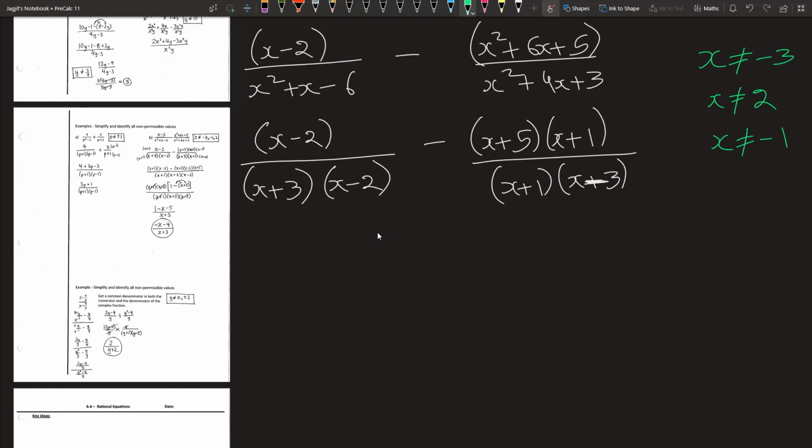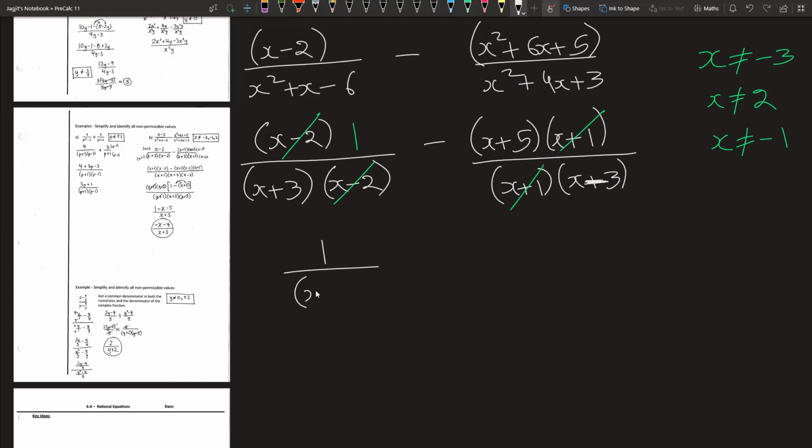Okay, guys, now you say, okay, I want to add or subtract them. Do I have a common denominator? Not really. But guess what? This is x minus 2 divided by x minus 2. We can cancel them, and you get this 1. We got x plus 1 divided by x plus 1. We can cancel them. And after canceling, what are you left with?